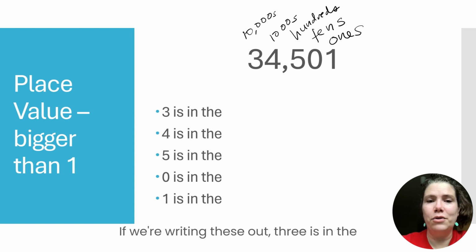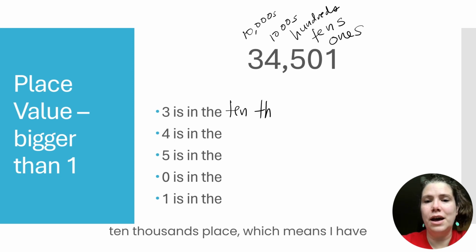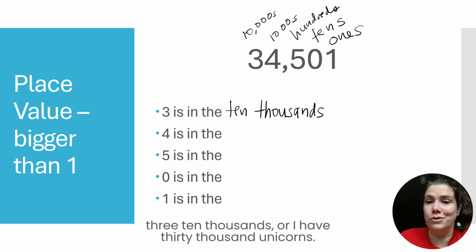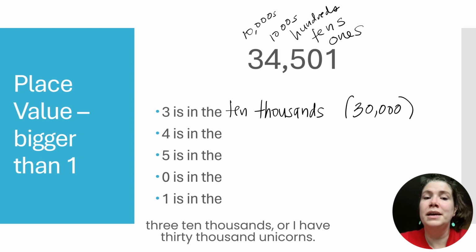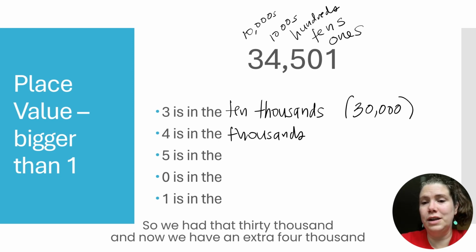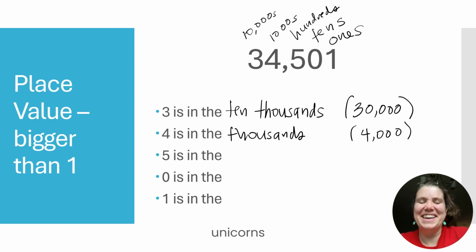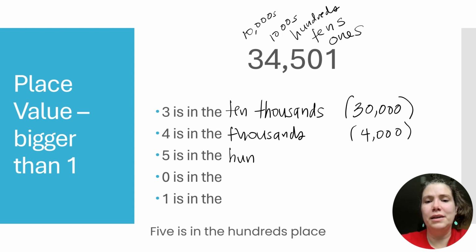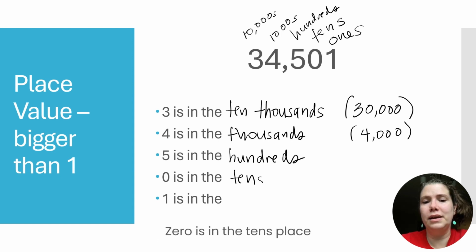If we're writing these out, 3 is in the 10,000s place, which means I have 3 10,000s, or I have 30,000 unicorns. 4 is in my thousands place. So we had that 30,000, and now we have an extra 4,000 unicorns. 5 is in the hundreds place. 0 is in the tens place, and 1 is in the ones place.